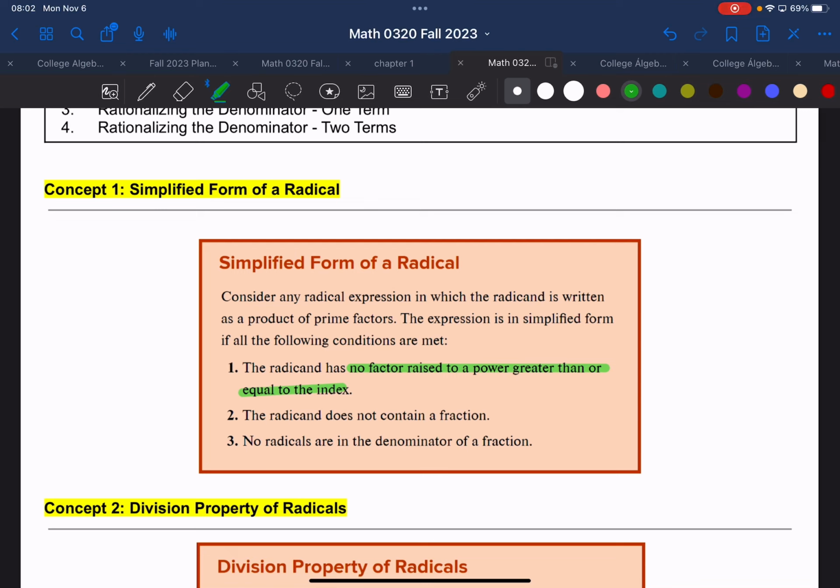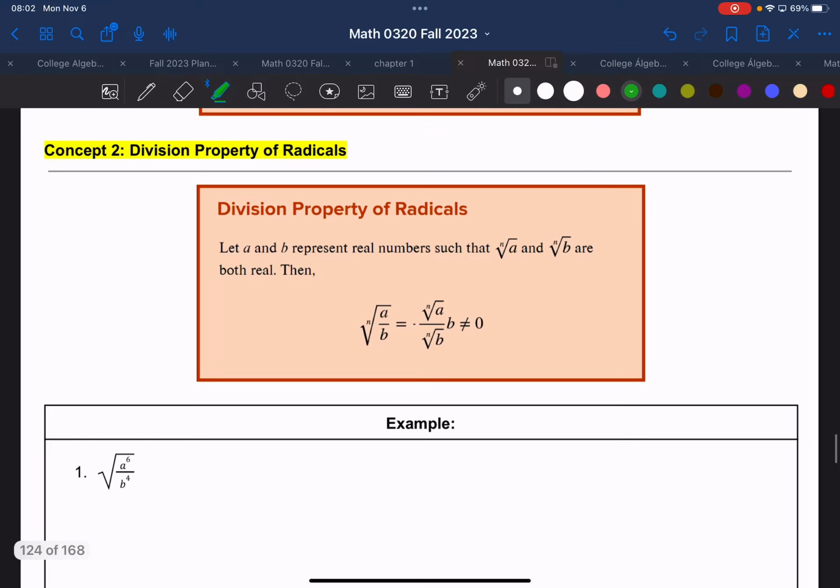The radicand does not contain a fraction. And then lastly, there are no radicals in the denominator. So again, we know that a radical is in simplified form if it meets these three criteria. We're going to be using these concepts when we look at concept 2, division property of radicals.